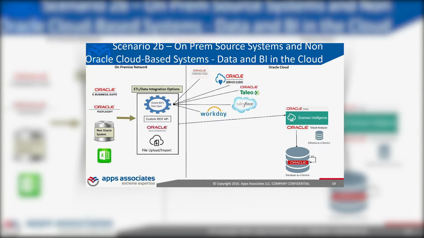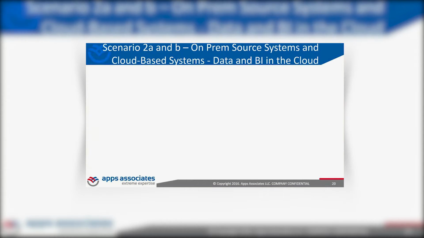And then from that point, again, you're loading into Schema as a Service, Database as a Service. Same benefits of a unifying reporting metadata layer in BICS that allows your users to access cloud and on-premise systems without having to be aware of really what system they're connecting to, and is it on-premise or is it in the cloud. And Visual Analyzer can connect, as we mentioned.